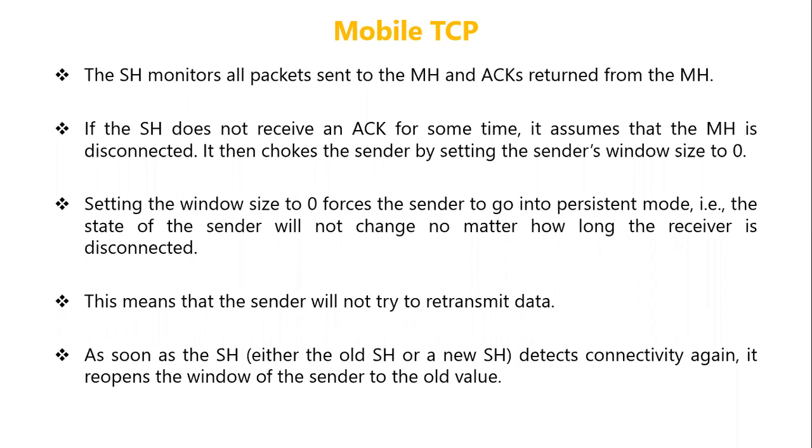The disadvantage of MTCP is that the SH does not act as a proxy the way the access point does in indirect TCP. Packet loss on the wireless link due to bit error rate is propagated to the sender. And MTCP assumes a low bit error rate, which is not always a valid assumption.